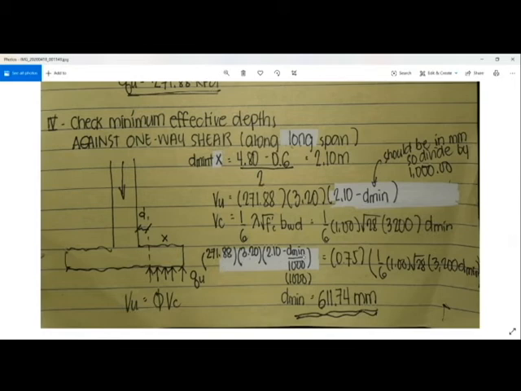Newton, this is in Newton, our VU should be in Newton, because our VC is also in Newton. The 0.75 from the code is used because we are analyzing shear. Okay? So, next part.